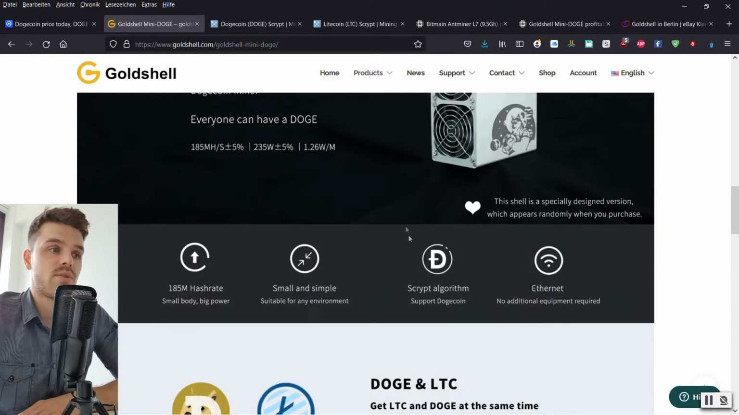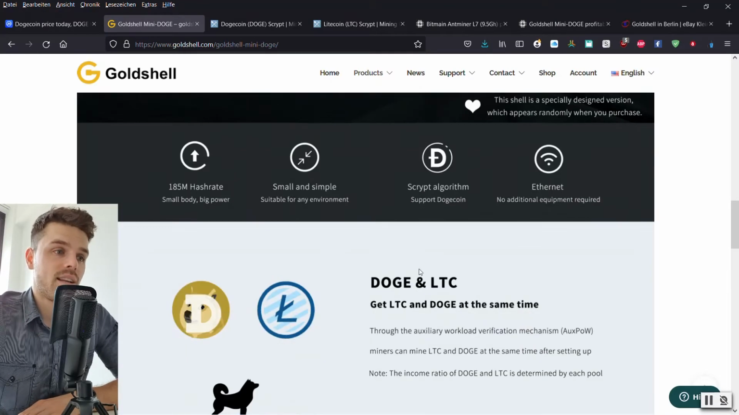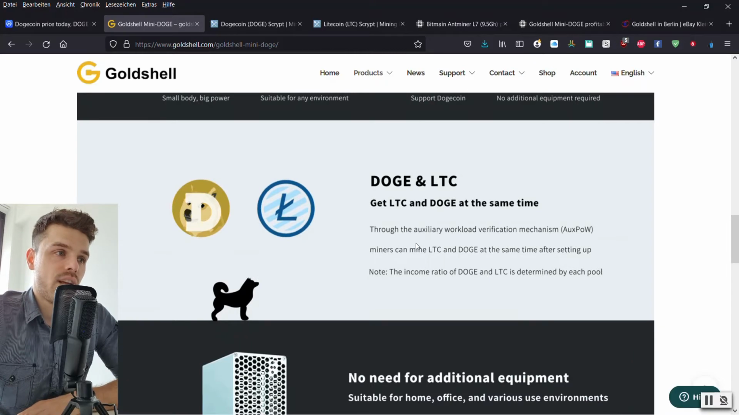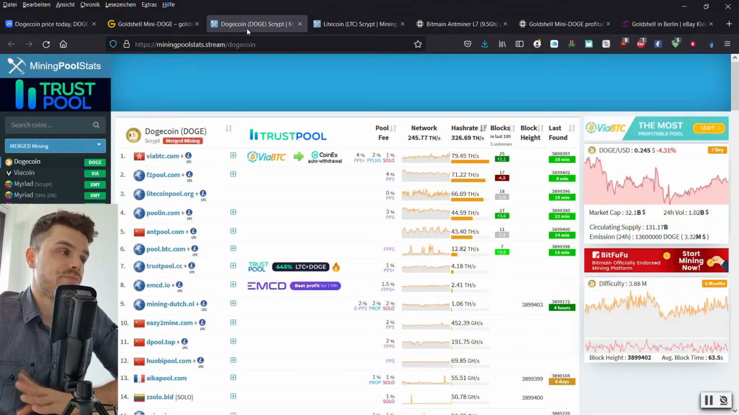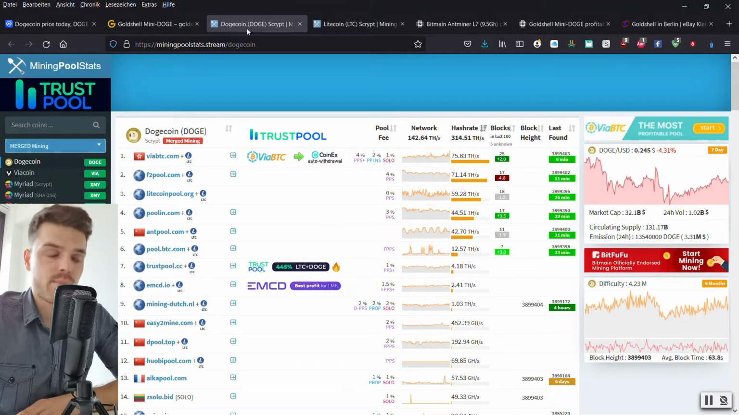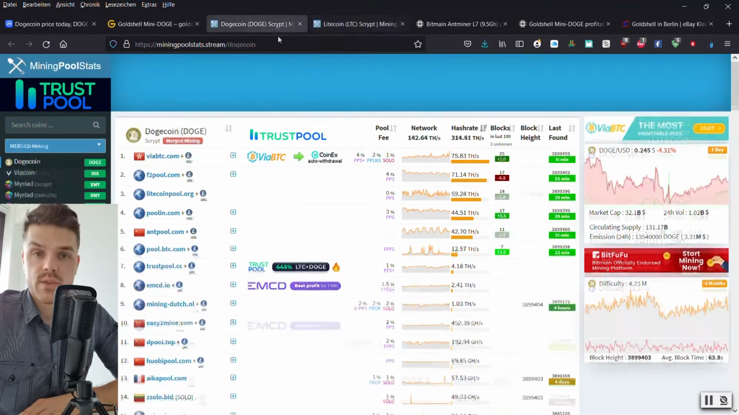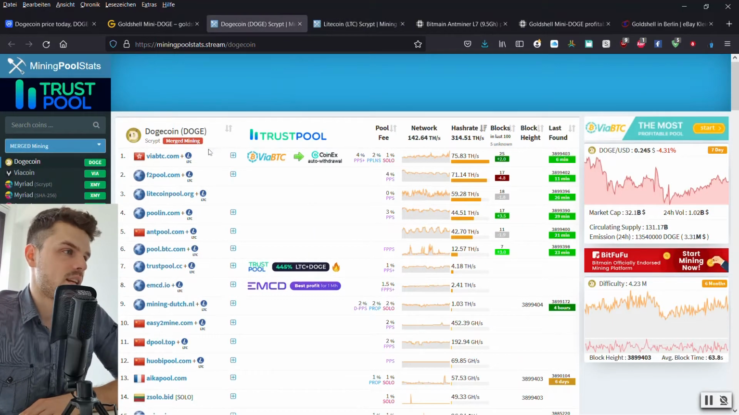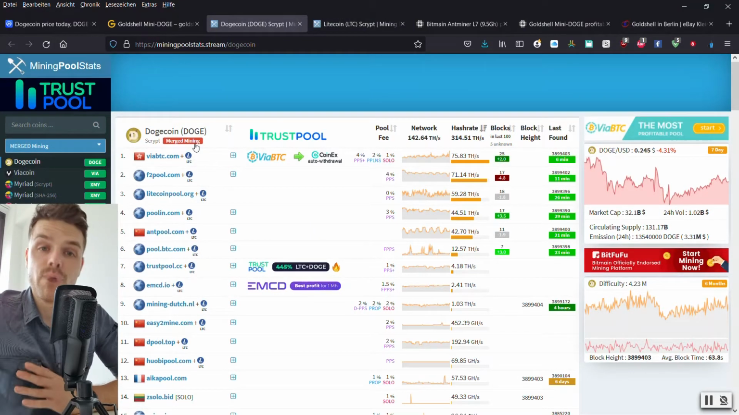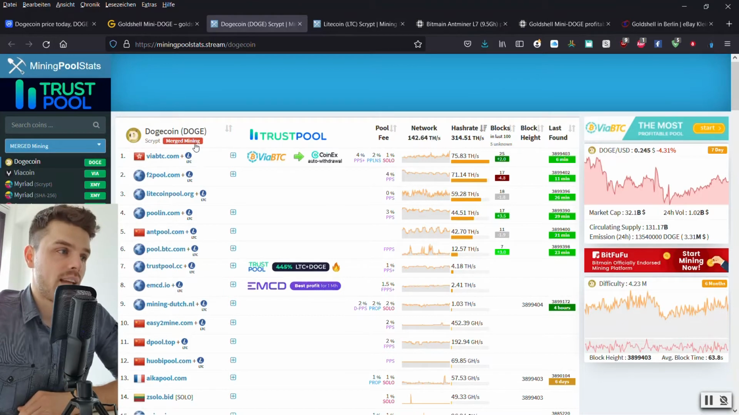And since we will be using the Scrypt algorithm, you can mine Doge and Litecoin at the same time. And as you can see, we are here at mining pool stats. These are the biggest mining pools for Doge and also the biggest mining pools for Litecoin. But since we were talking about Doge in this video, let's take a look. And the merged mining is what enables you to get some Litecoin for mining Doge at the same time.